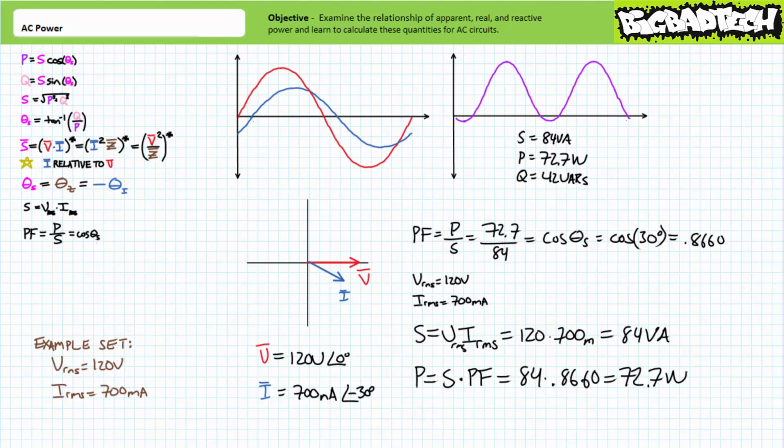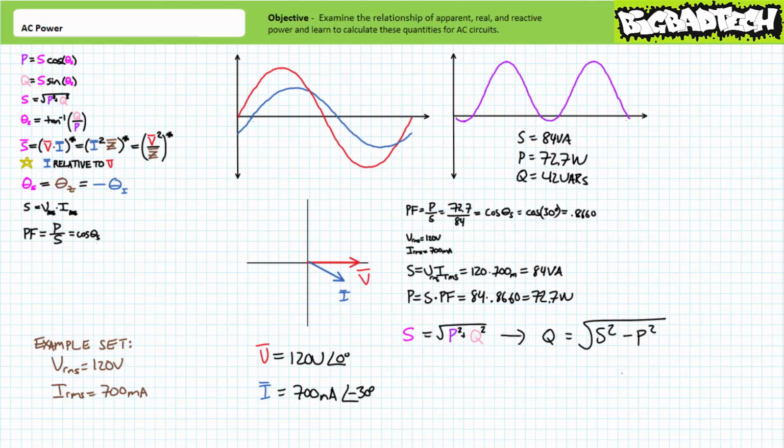We, however, are not some dull and apathetic drones and are keenly aware of the behind-the-scenes relationship between apparent, real, and reactive power. Here's one such way of calculating reactive power. Given the magnitude of S equals the square root of the sum of the squares of P and Q, we should be able to algebraically solve for Q.